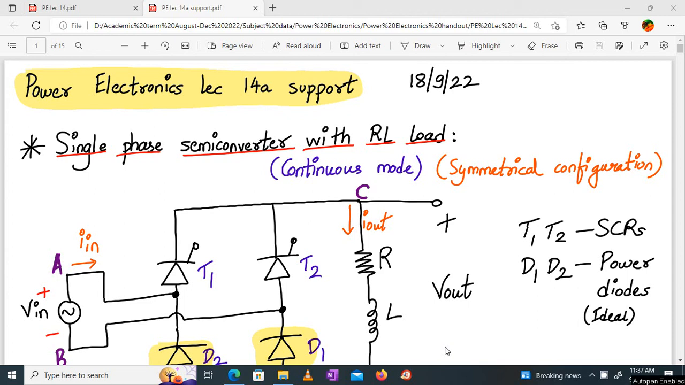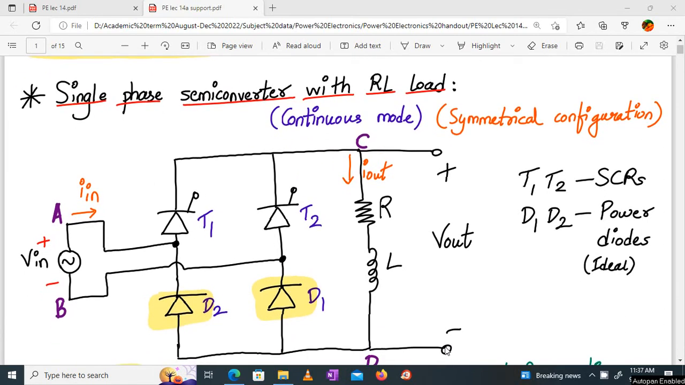Okay, so we'll start with power electronics lecture number 14. Yesterday we covered single phase semi converter with resistive load. Today we'll continue to discuss it and start with single phase semi converter with RL load. In RL load there are two configurations, symmetric and asymmetric.